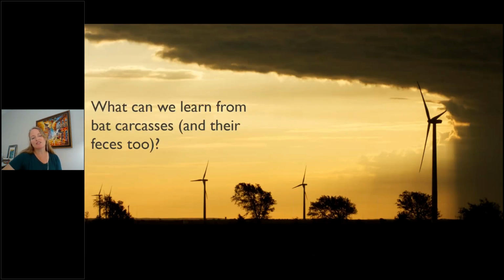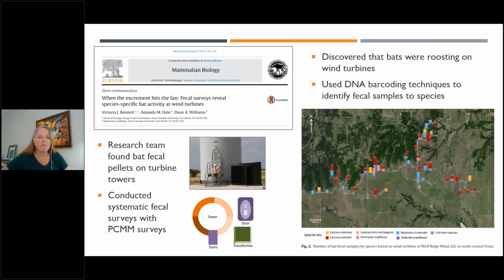And then just as another side, it's not from a carcass necessarily, but what can we learn from bat feces, right? So a signature that bats have been using an area. And so this last paper is by Bennett et al., published in 2017. And while setting up and doing standardized fatality searches, the research team noticed that there were bat fecal pellets on the turbine towers. And so they came up with the method of conducting systematic fecal surveys with each of those turbine tower searches, searching around the base of the tower, the stairs, the door, and the slats of the transformers.